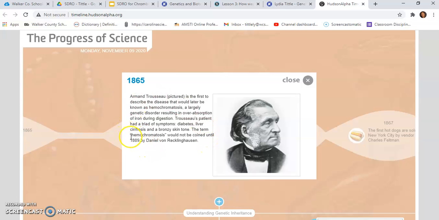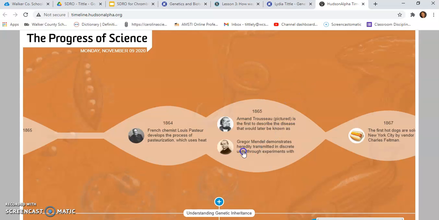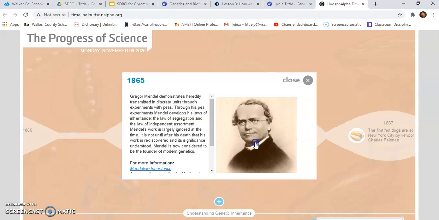Remember David and Mary and their family, the Miller family, hemochromatosis? It mentions hemochromatosis. It actually was first discovered in 1865 by Armand Trousseau, but the term hemochromatosis was not given to the disease until 1889. But he's not the father of genetics, so I don't need him for this part of my timeline. But I do have another person here, Gregor Mendel.